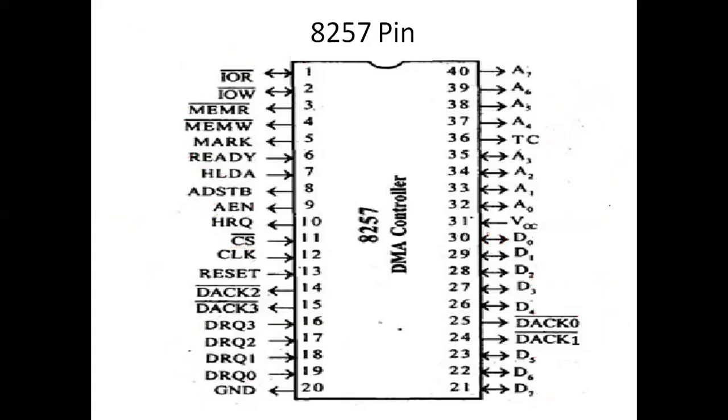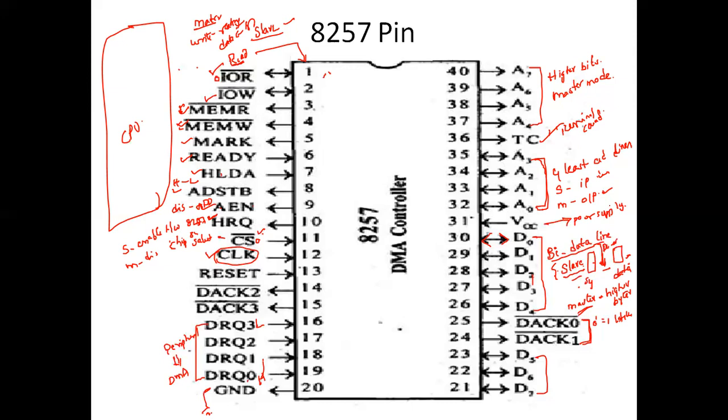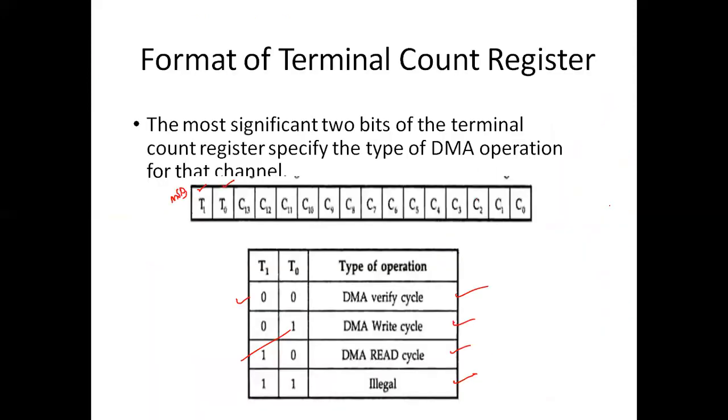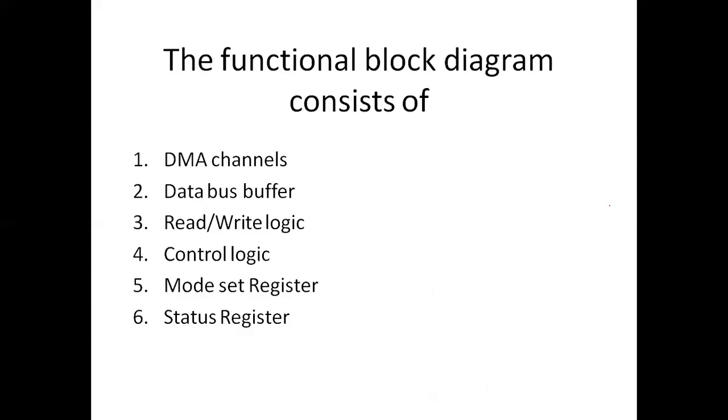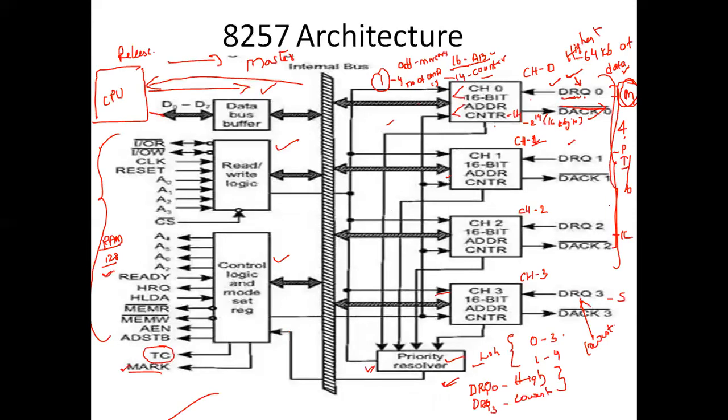As I have explained, by that explanation you can understand the working of each pin, so that you can write the details of the 40 pins of this 8257. And this is the terminal count register. Based on T1 and T0, it performs different operations, whether it has to perform the read operation, write operation, or the verify operation. These are the blocks: DMA channels, data bus buffer, read write logic, control logic, priority resolver, and channels.